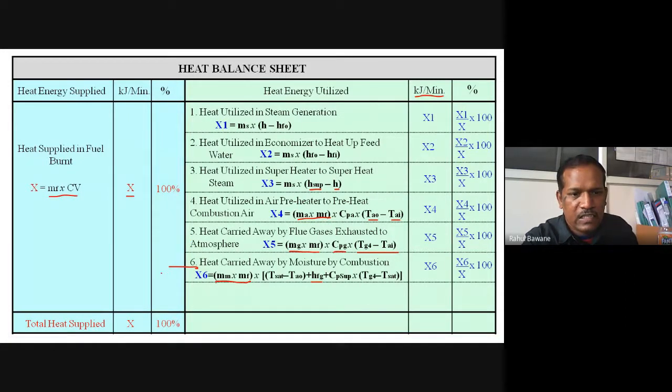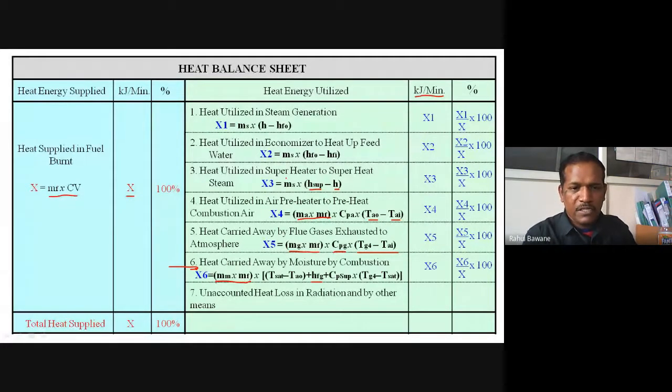Then the last part is unaccounted heat. So the sixth part is then considered under unaccounted. If the mass of moisture is not given, then no need to calculate this. We will consider this under unaccounted. But if the mass of moisture is given, then we have to consider this sixth head. We have to calculate this part also.